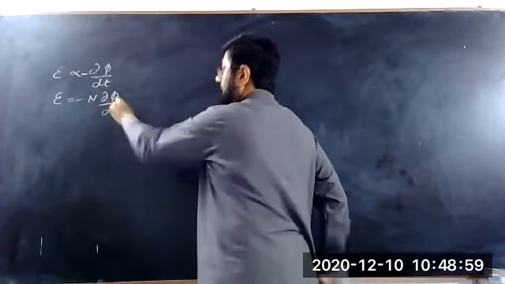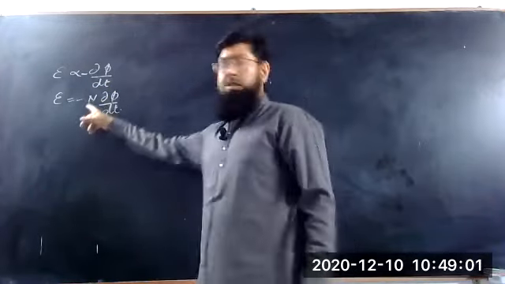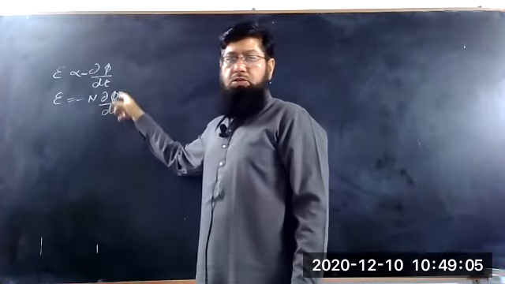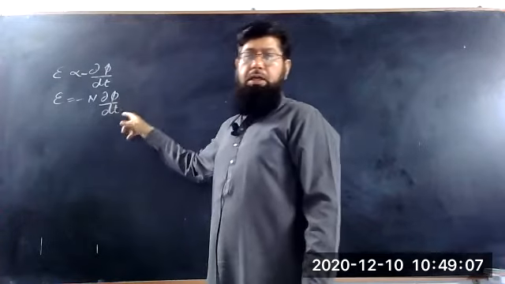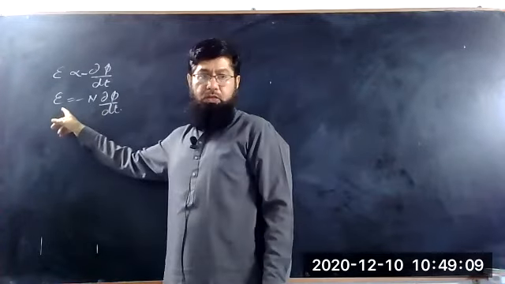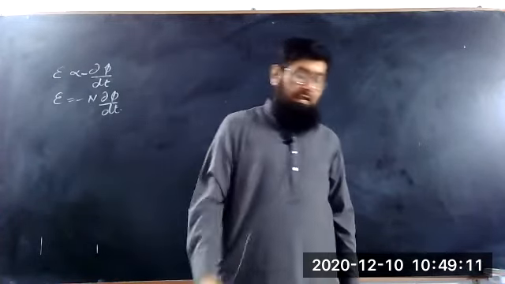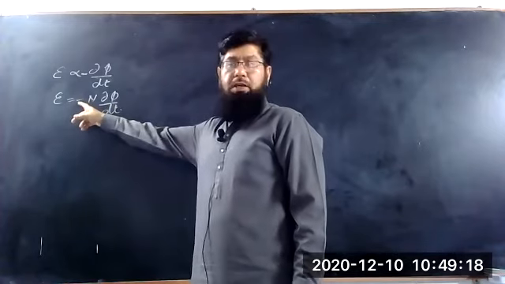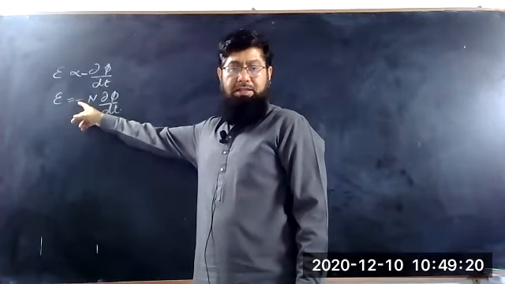So this N is the number of turns of the coil. It means the flux is passing through each coil and induces the EMF in each coil. So this is known as Faraday's law of electromagnetic induction. This negative sign is explained by Lenz. We call it Lenz's law.